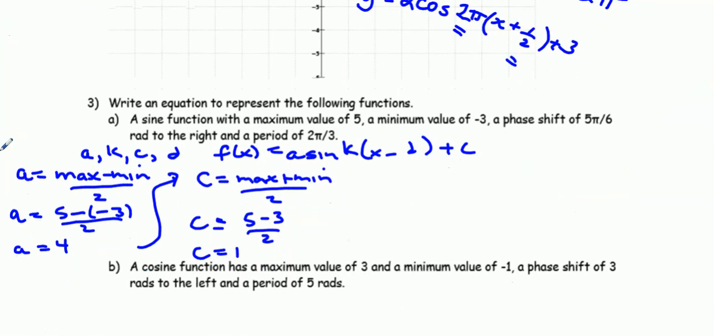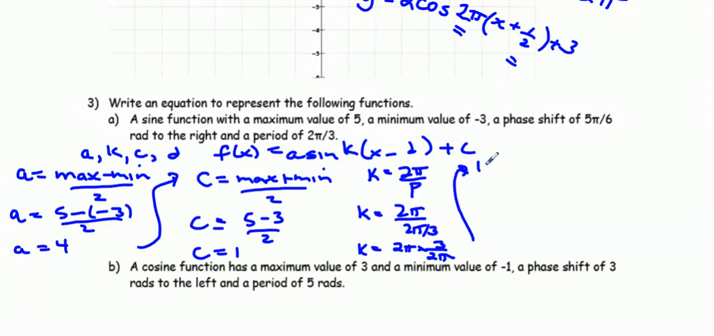So we can just use the average formula, which is add the two numbers together and divide by 2. So you're adding for this one and you're subtracting for amplitude. Okay, so I've got my a and my c. I need my k, and I know that k is 2 pi divided by p. So our k in this case is 2 pi divided by 2 pi by 3. When I flip it and multiply, I get 2 pi times 3 over 2 pi. Cancel the 2 pi's and you get k equals 3.